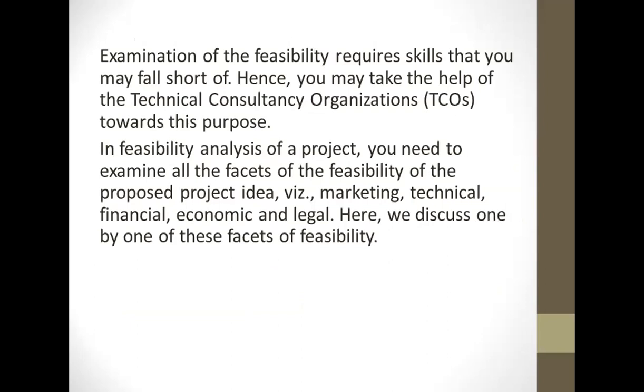Examination of the feasibility requires skills. That means an individual without skill cannot do feasibility analysis. Often, the feasibility analysis is done by consultancy organizations. Technical consultancy organizations, TCOs, generally take up the feasibility analysis. In feasibility analysis of a project, you need to examine all the facets of the feasibility of the proposed project. Marketing, technical, financial, economic, legal, all these aspects you have to consider.